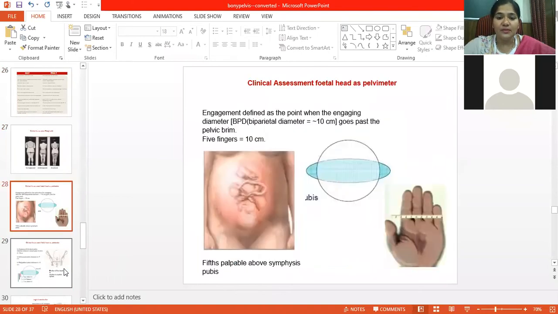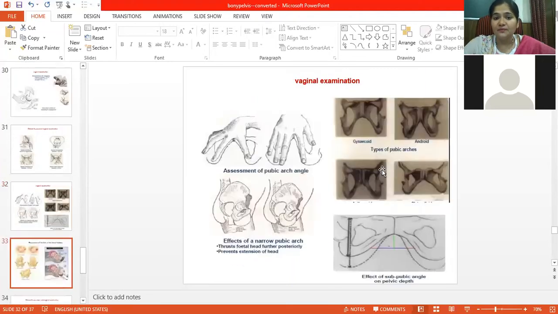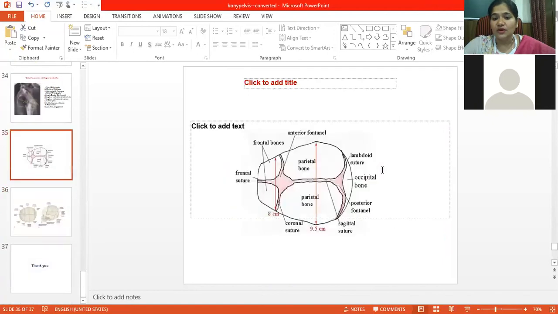Right? Now coming to the station. This station part I had already taught you. At the level of the ischial spines is when the head enters. It is when I'll take normal labor. We'll discuss this in the next class. So at the level of the ischial spines, when the head reaches, it is called station 0. Right?